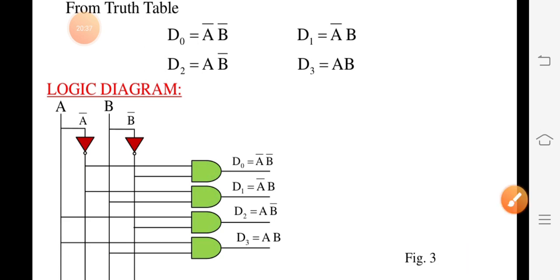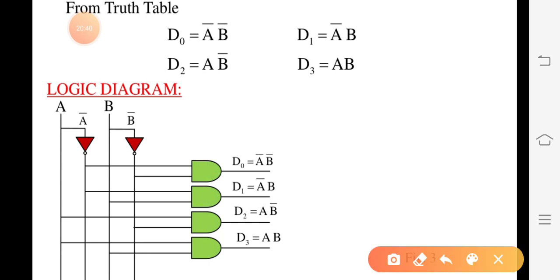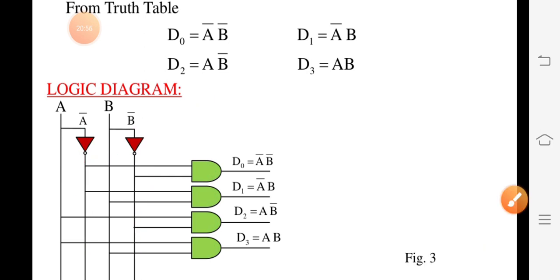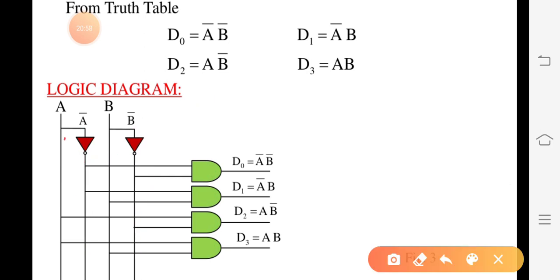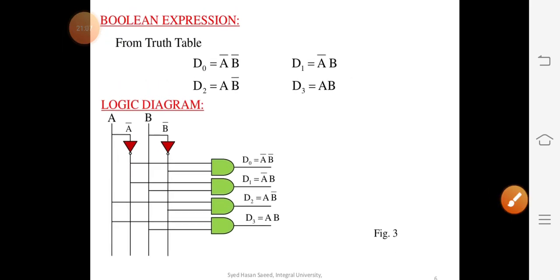Okay, done. If you want to attach the value or take the value 0, you will use these two signals, this and this. These two signals represent 0. And if you want to take the value 1, you will use this signal for A and this signal for B for the 1 value. That's it. So this was the logic diagram for the 2 to 4 decoder.